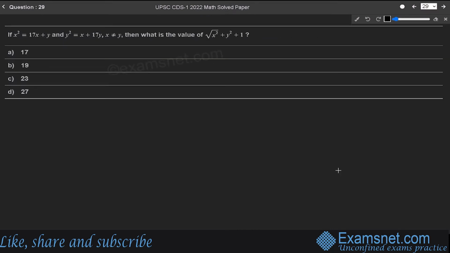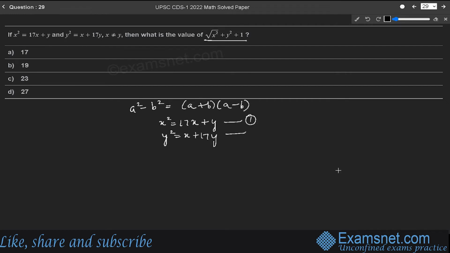Next question is, if x square is equal to 17x plus y and y square is equal to x plus 17y, then what is the value of under root of x square plus y square plus 1? In this question, we will use a very basic formula, which is a square minus b square. We know that a square minus b square is a plus b into a minus b. And these are the two given equations. So let this be equation number 1 and let this be equation number 2.